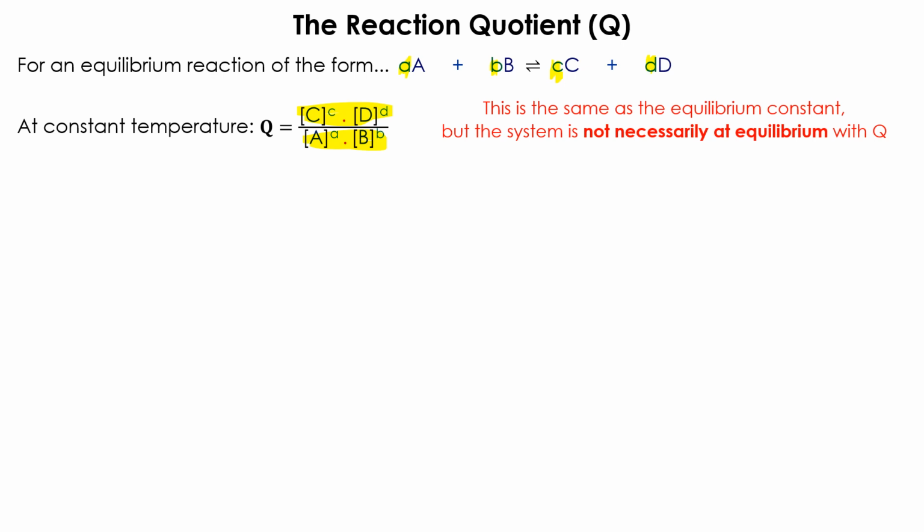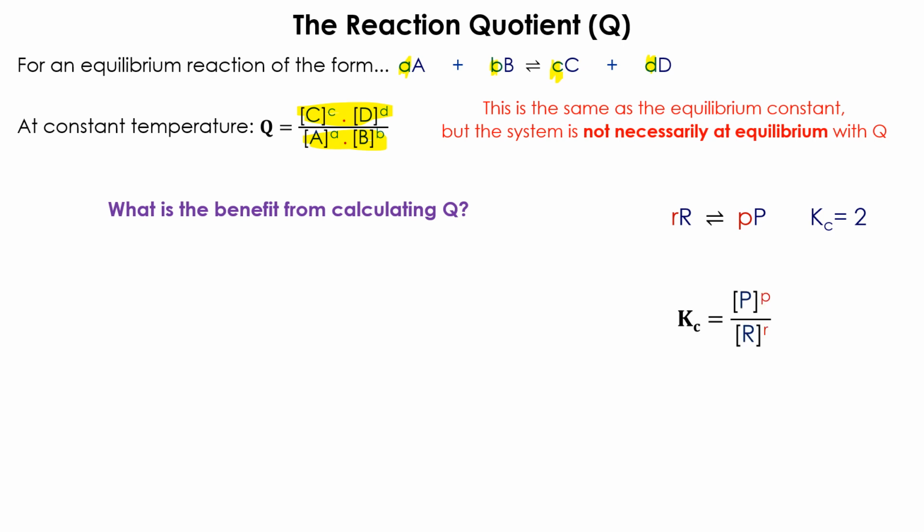The difference is just that the system is not necessarily at equilibrium when we are using Q. Okay, so what's the benefit from calculating Q? We have here a simple reaction, R giving P. Kc is equal to 2 for this reaction. Kc, of course, is the concentration of products to the power of its coefficient over the concentration of the reactants to the power of its coefficient.